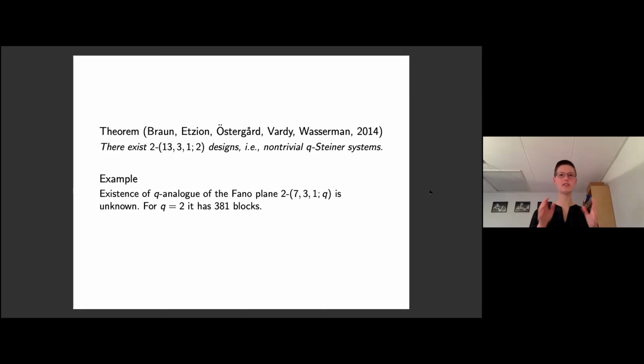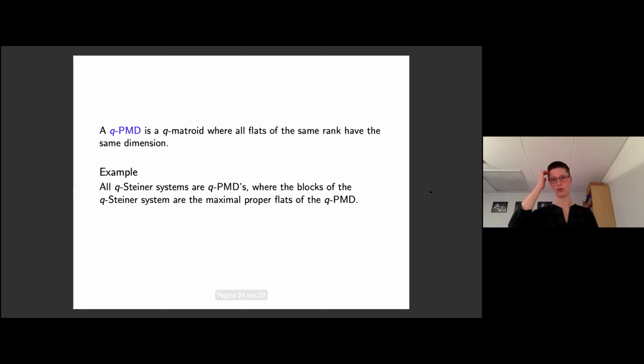So this is a bit on these non-trivial q-Steiner systems. We have one of them, but we do hope that, just as in the set case, it gives us perfect matroid designs, or actually the q-analog of that. Well, it's not very difficult to define a q-PMD. It's just a q-matroid where all the flats of the same rank also have the same dimension. And you can show that q-Steiner systems are in fact examples of these q-PMDs, where the blocks are the maximum proper flats of this q-PMD.